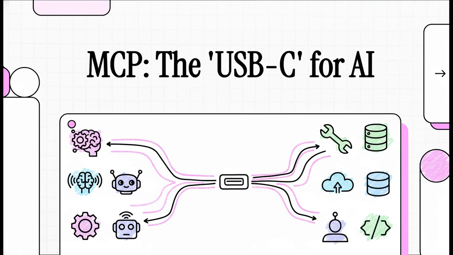All right, let's talk about something big. Imagine a world where any AI can connect to any app you use just as easily as plugging in a USB-C cable. No fuss, no custom adapters, it just works. Well, that's the whole idea behind something called the Model Context Protocol, or MCP. It's a new standard that's trying to bring some serious order to the chaos of AI integrations.